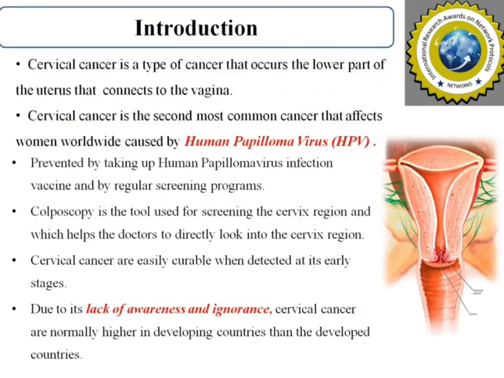Cervical cancer is a cancer that occurs in the lower part of the uterus connected to the vagina. It is caused by the human papilloma virus and is the second most common cancer among women. It can be prevented by the human papilloma virus vaccine and also by taking a regular screening program. For screening, we have the pap smear.